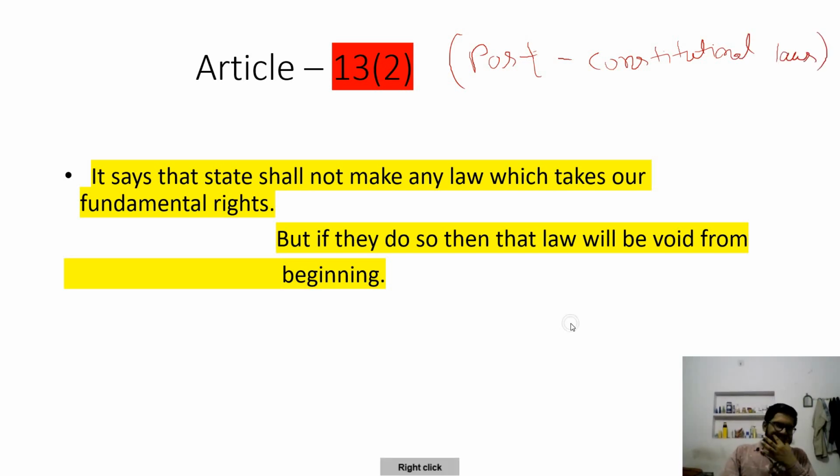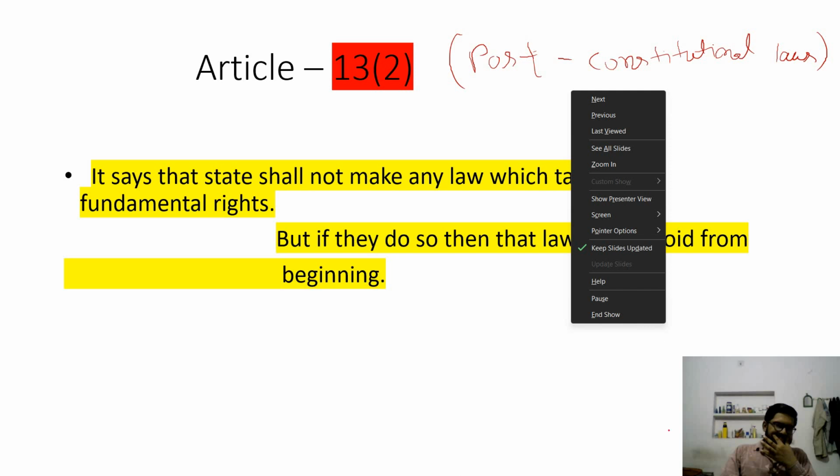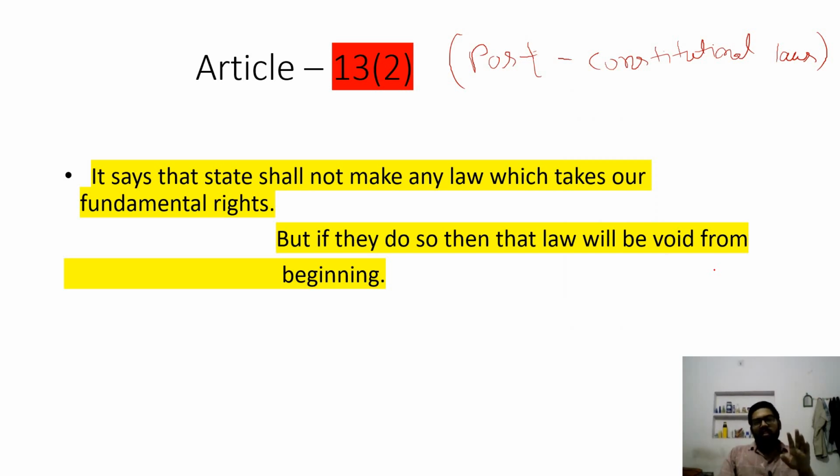It says that Parliament cannot pass any kind of law which is against fundamental rights. But if they do so, then in that case, that law will be void from the beginning. So there will be no validation of that law if that law is against fundamental rights.